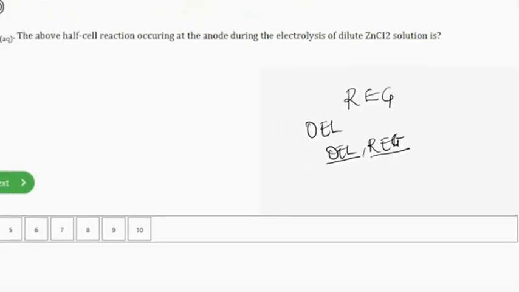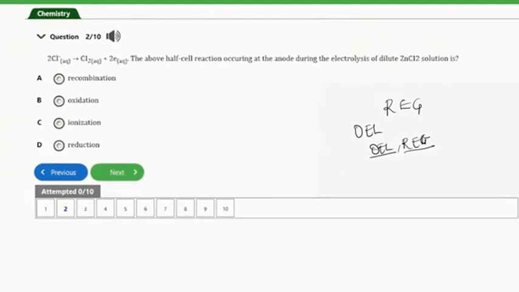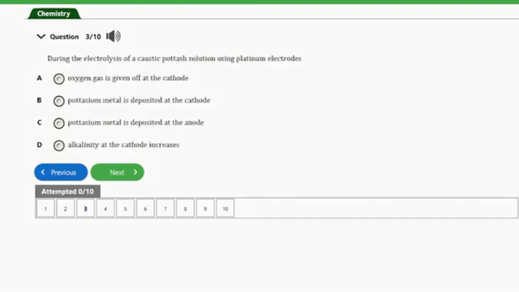So let's get back here. Seeing this equation, you see chloride ion, which had to lose electrons to become chlorine gas here, and you see the 2 electrons here lost. So that's it for that question. That's the process of oxidation. So let's consider the next question, question number 3.